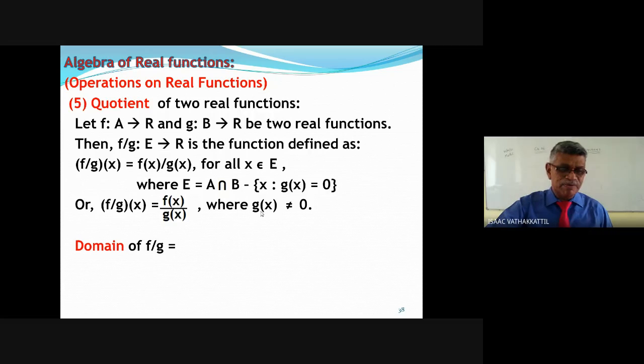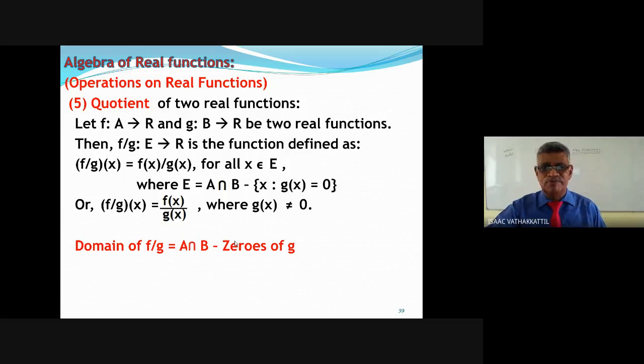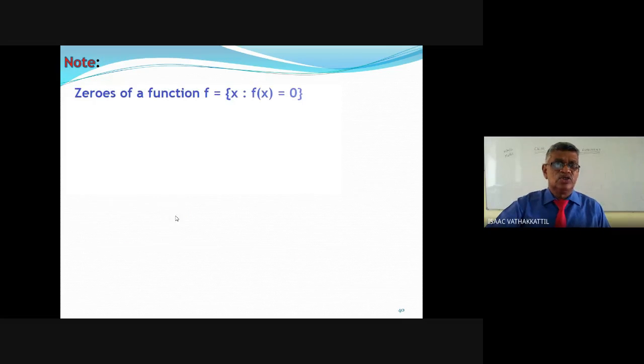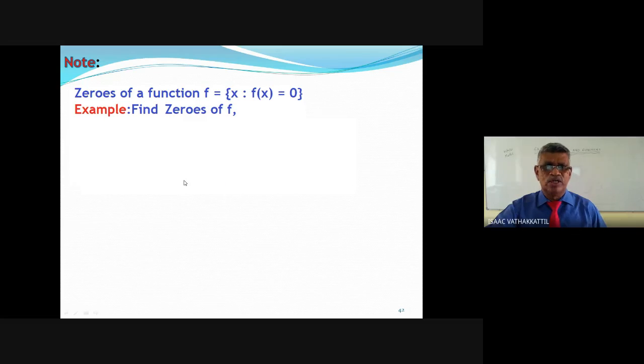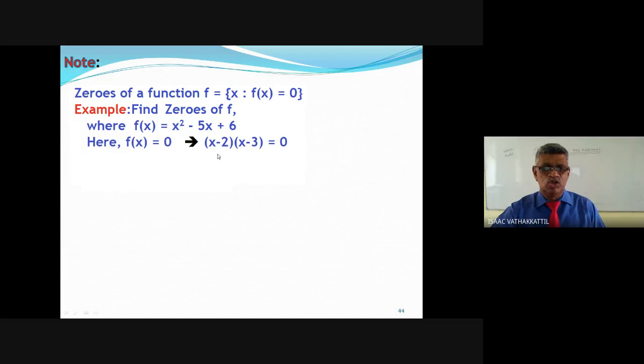So what is the domain of f by g? That is the intersection of the domains with the zeros removed: A intersection B minus zeros of g. That is the domain of f by g. Very important. So zeros of function f means what? Set of x such that f(x) equal to 0. Find the zeros of f if f(x) equals x squared minus 5x plus 6. f(x) equal to 0 means x squared minus 5x plus 6 equal to 0. That is x equal to 2 or x equal to 3. So zeros of f is 2, 3.